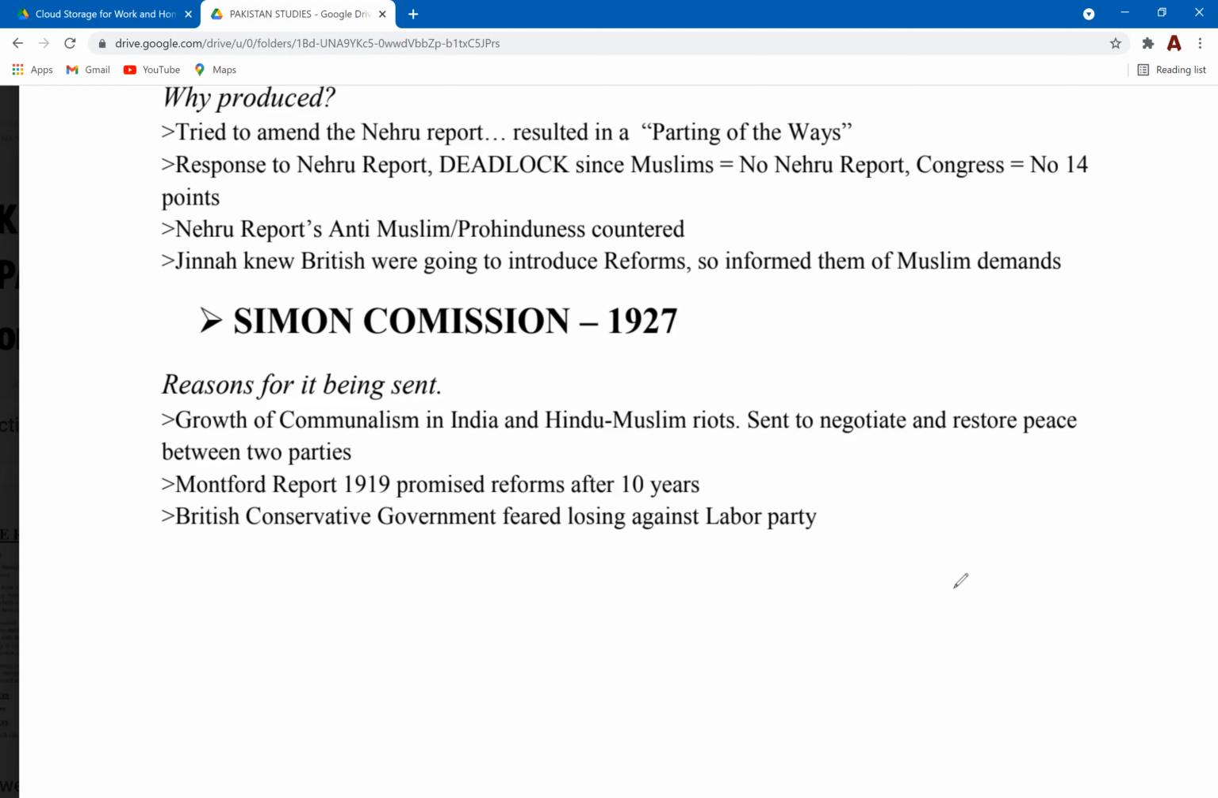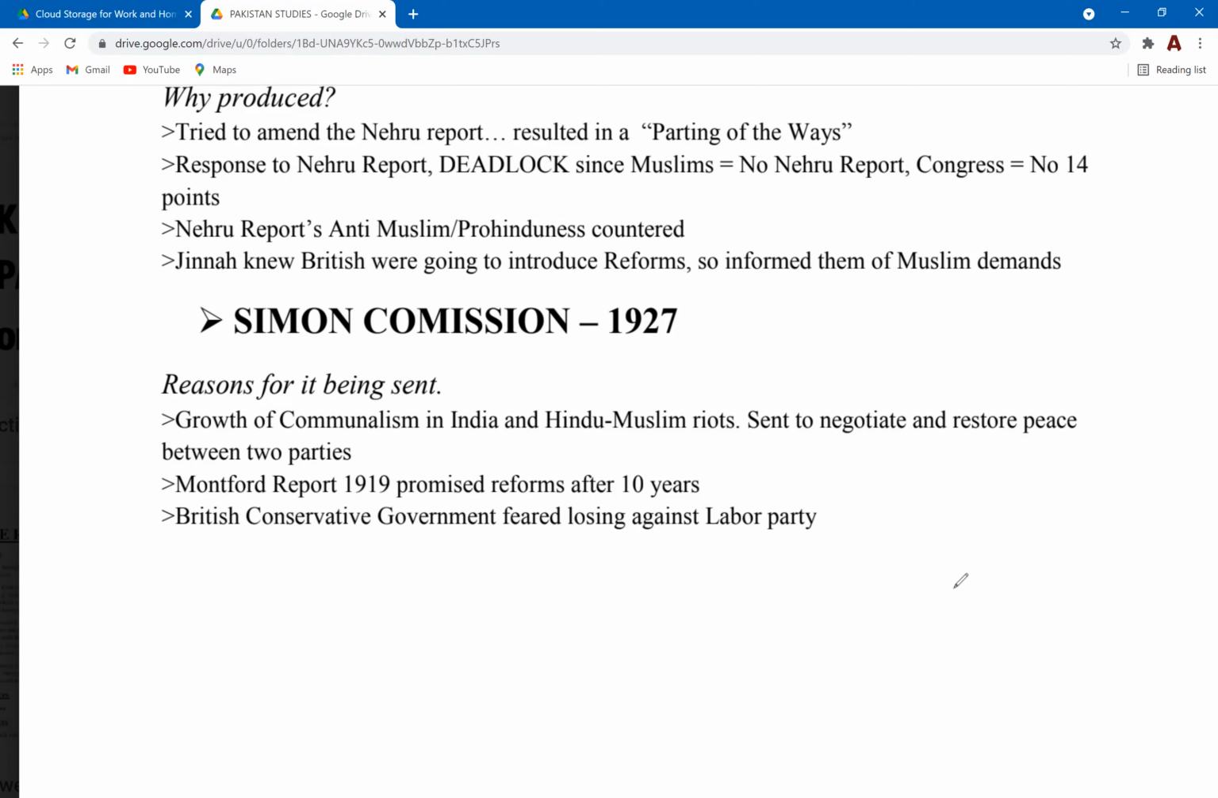The reasons why this commission was sent to India were, number one, that there were a lot of conflicts between the Hindus and the Muslims. They wanted to restore the peace between the Congress and the Muslim League, and negotiate with both of these political parties.